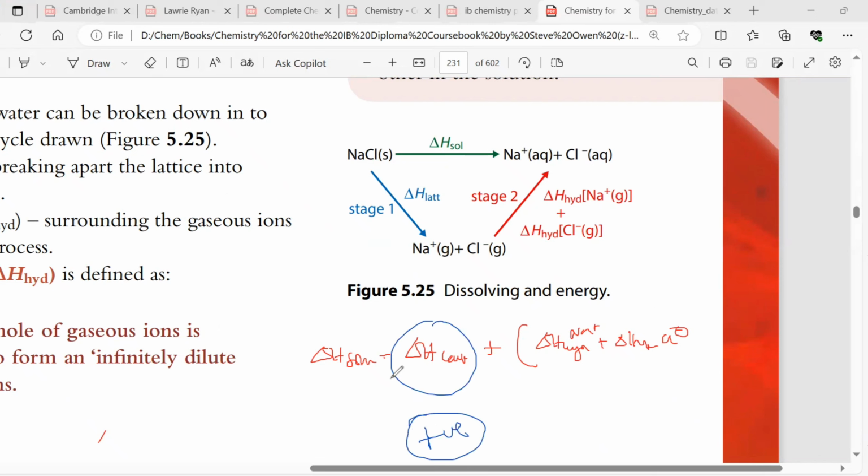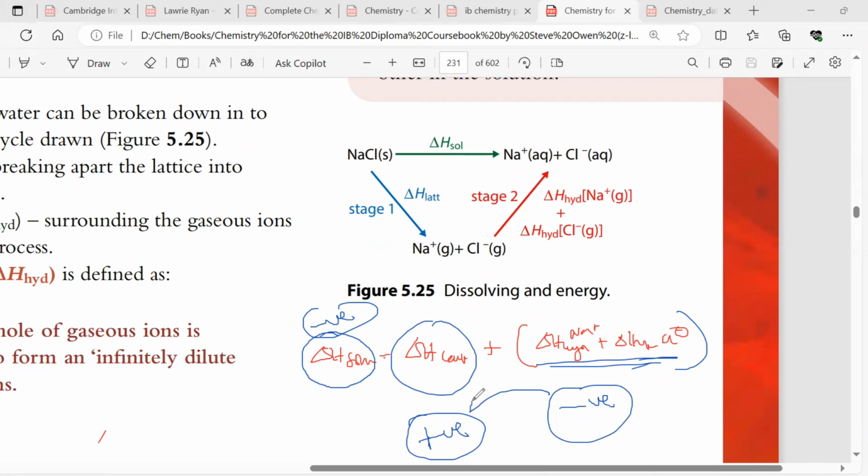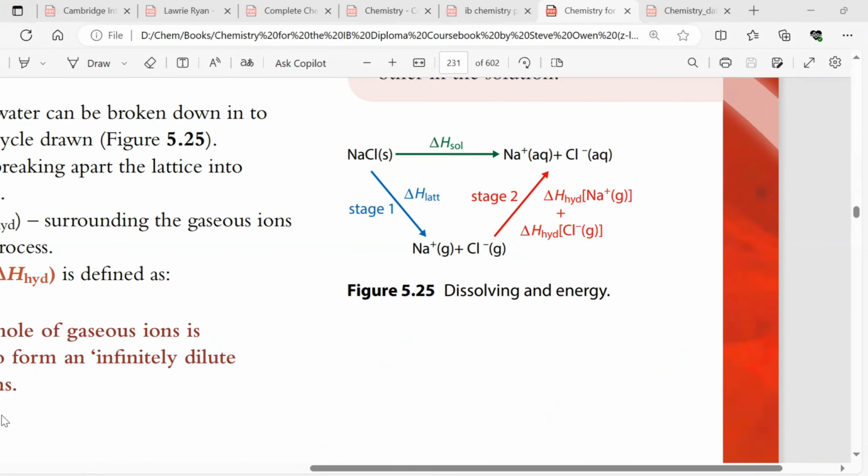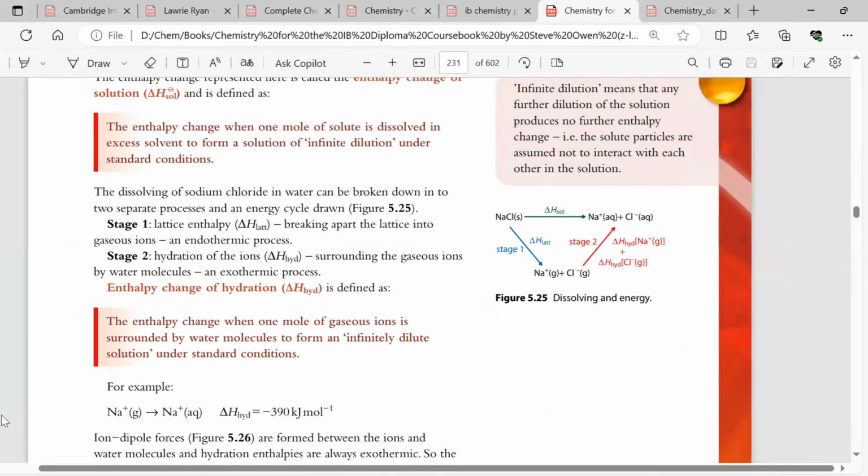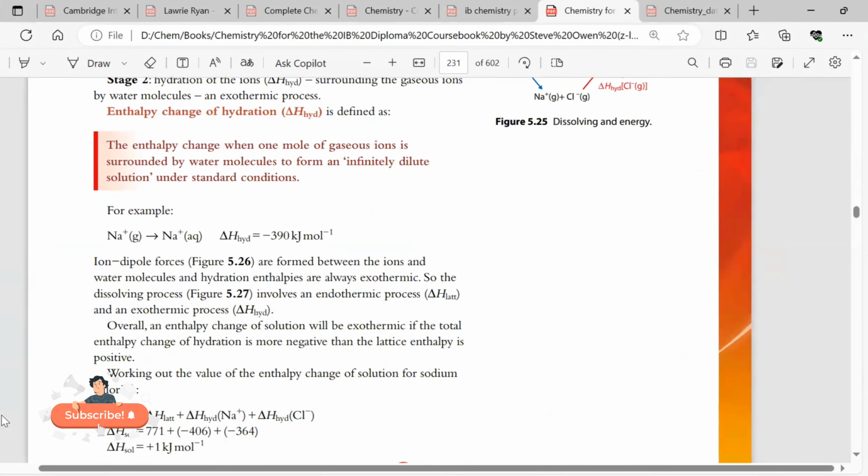Positive. Now, in order to make the delta H solution negative, this hydration enthalpy should be more negative and surpass this positive value. Is it clear? Ultimately, the delta H hydration is exothermic, and it should surpass the lattice enthalpy.